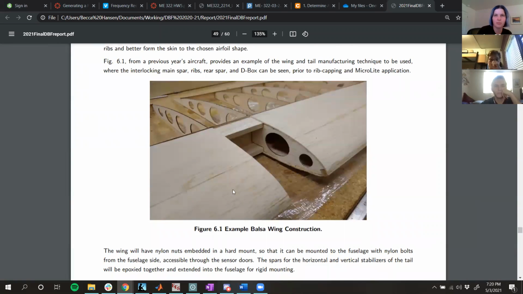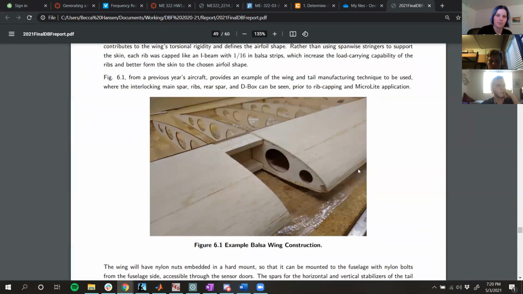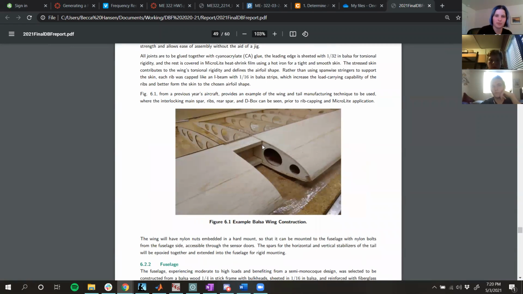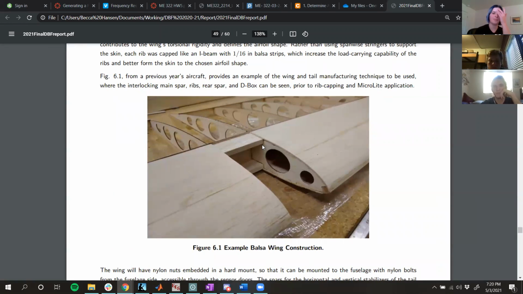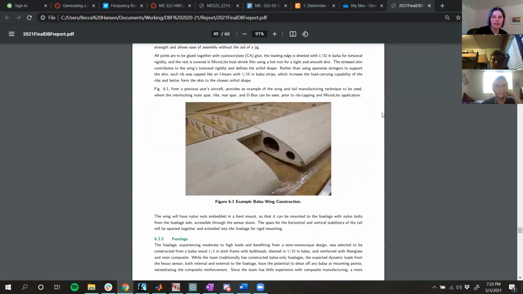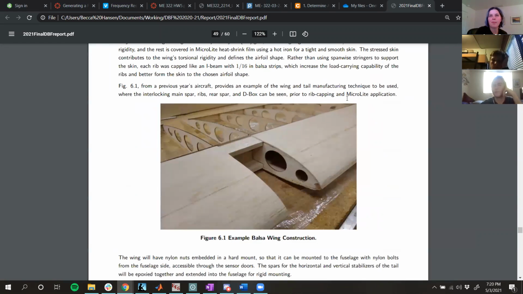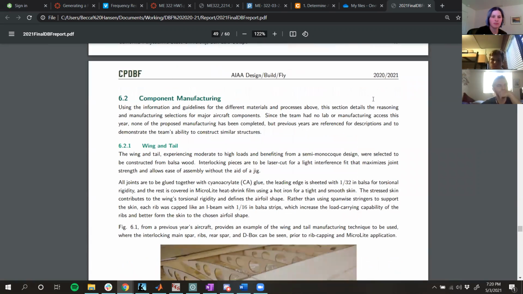Here's the last balsa wing we did. We've got this D box, and then this is all hollow, and then we sheet it with plastic. So that's a lot of the time what our balsa wing looks like. I think we've done that pretty much every recent comp. We do foam for prototypes a lot because it's fast.